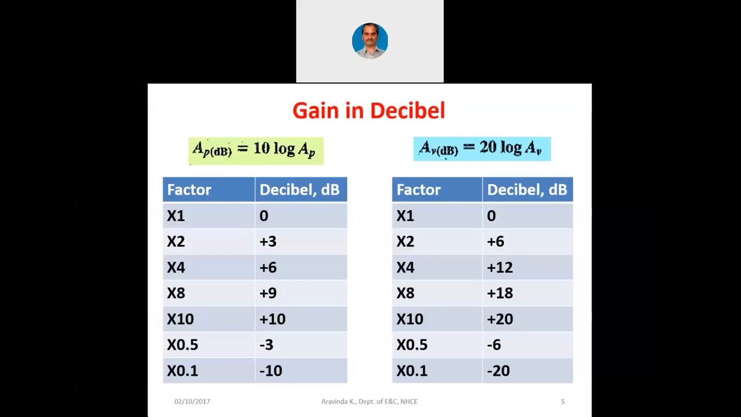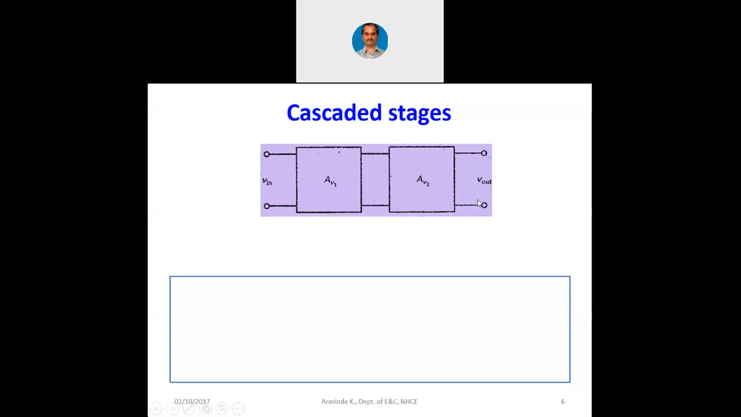Now, in the graph sheet, in the y-axis, we can simply write 0, plus 10, plus 20, plus 30, plus 40, plus 50 that way. Now, that is not corresponding to actual gain, it is corresponding to the gain in decibel. That way, in case of the cascaded stages, even when we have 10,000 times or 1 lakh times gain, we can convert it into decibels and we can easily plot the graph. That is the purpose of using decibels.